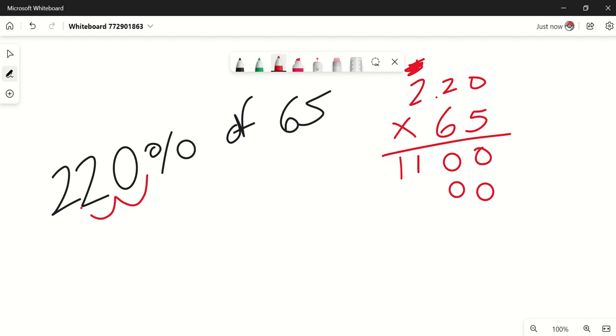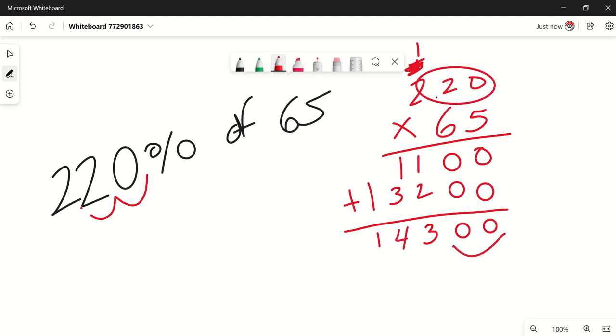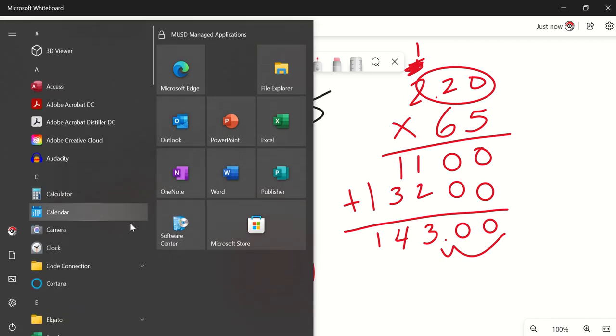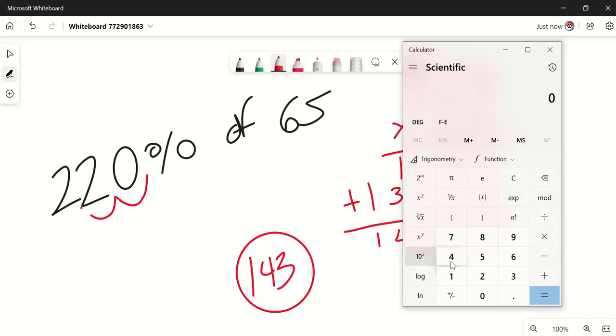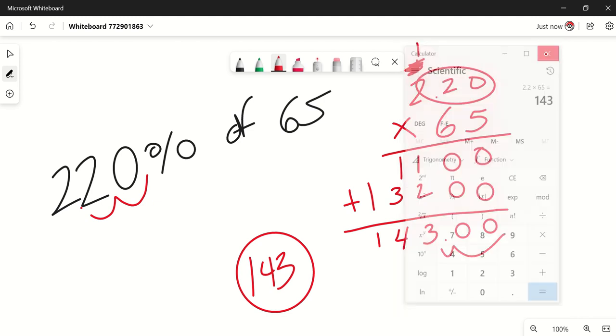6 times 0 is 0. 6 times 2 will be 12. Carry the 1. 6 times 2 again is 12, plus the 1 is 13. And we add: 0, 0, 0, 0, 3, 2 will be, or 1, 2 will be 3, 1, 3 will be 4, 1 plus nothing is by itself. Two numbers after a decimal. My answer should be 143. I'm going to double check my work. So 2.20 times 65 should be 143, and that's what I got.